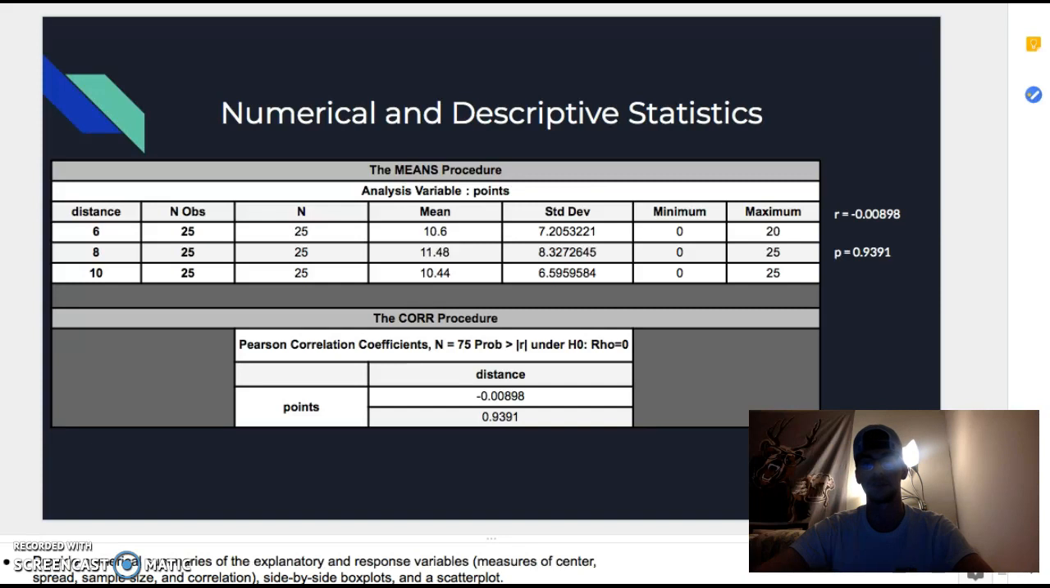We used the correlation procedure for getting the correlation coefficient and the p-value. We found that it was a very small negative correlation coefficient and then a large p-value. That will be explained more in one moment. Next slide.